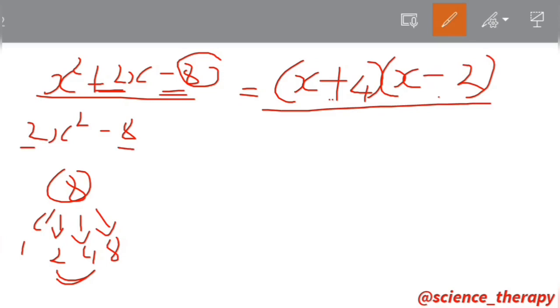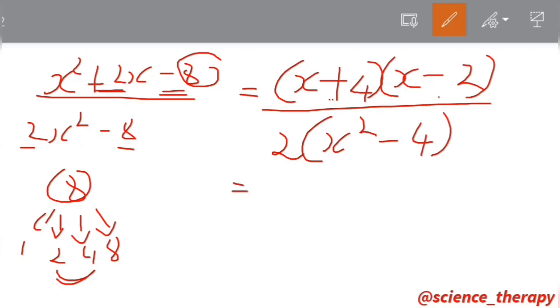Factorizing by taking out the common factor. The common factor between 2 and 8 is 2. 2 can go into 2 and leave no remainder, and 2 can go into 8 and leave 4. So we have 2, and then when we factor out 2 from 2x squared, we are only left with x squared. When we factor 2 from negative 8, we are left with minus 4. So that's like saying negative 8 divided by 2.